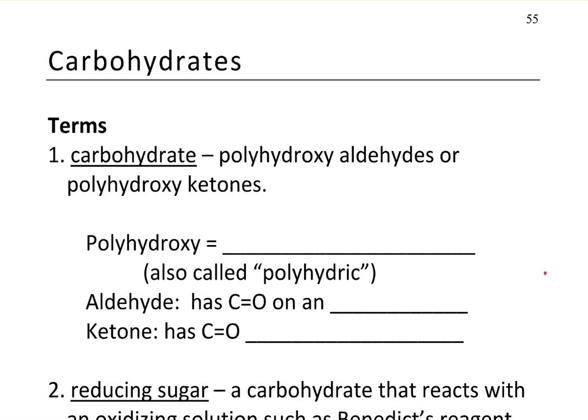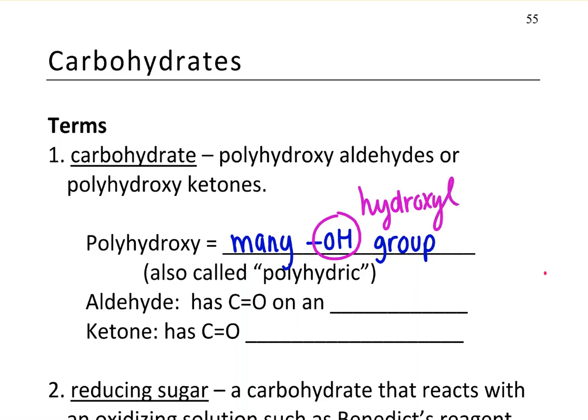Let's break that down. Polyhydroxy means it has many OH groups attached to the carbons. Remember that an OH group is a hydroxyl group. They also have a carbonyl group. The C double bond O is carbonyl.